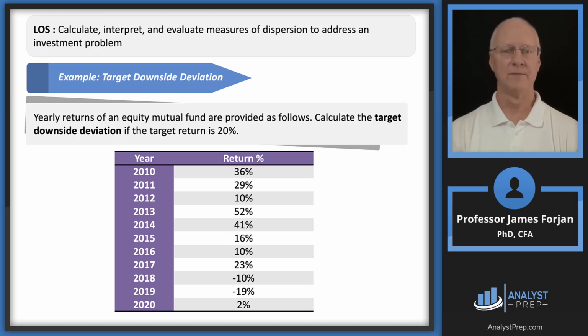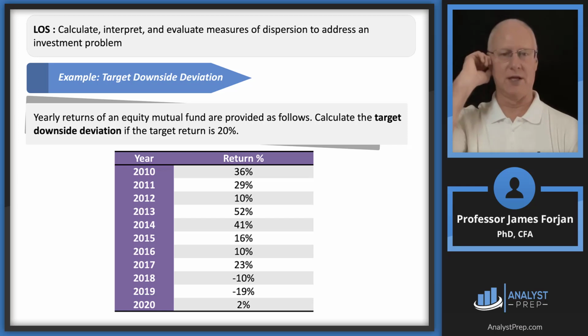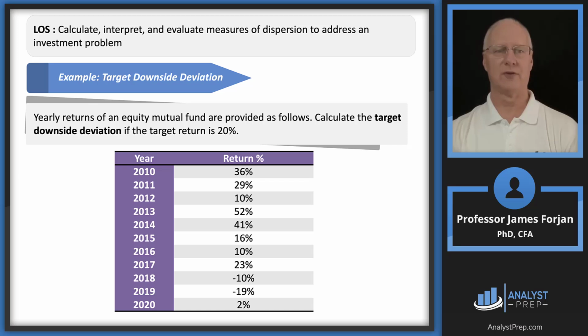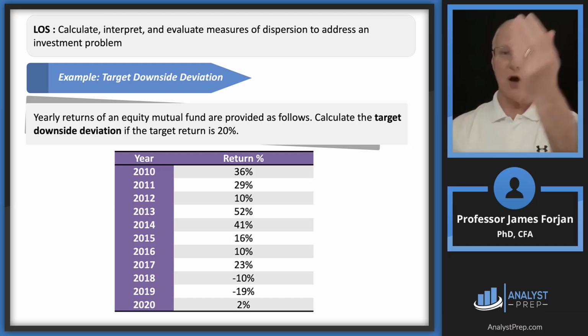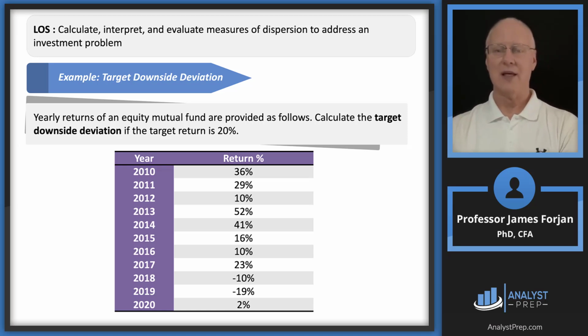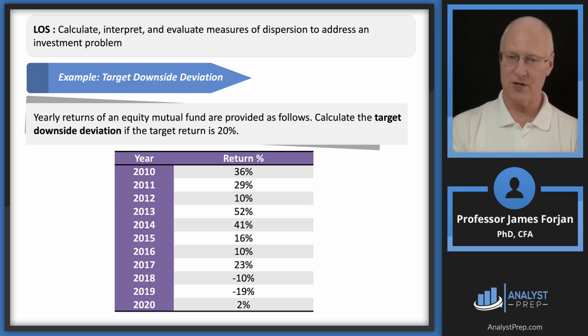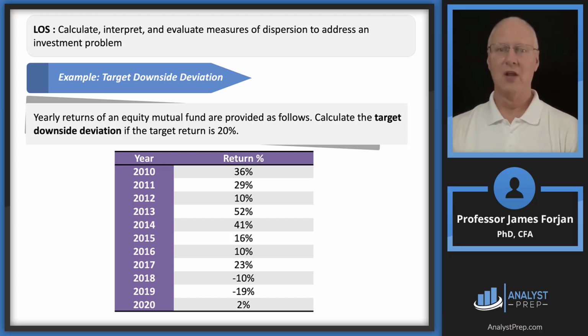So let's do a quick example here. So we have an equity mutual fund. There we go. 10 years during the decade of the 2010s. We have a target downside deviation if the target return is 20%. So here in this case, we're saying, you know what? We want 20% out of this portfolio, but we know that over the last 10 years that only a handful of those returns exceeded 20%. So what is that target downside deviation? In other words, how wrong can we be less than 20%?